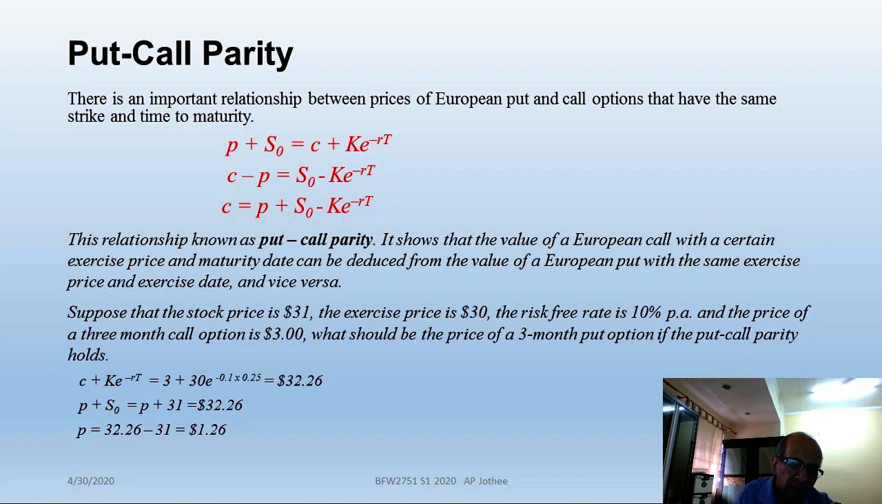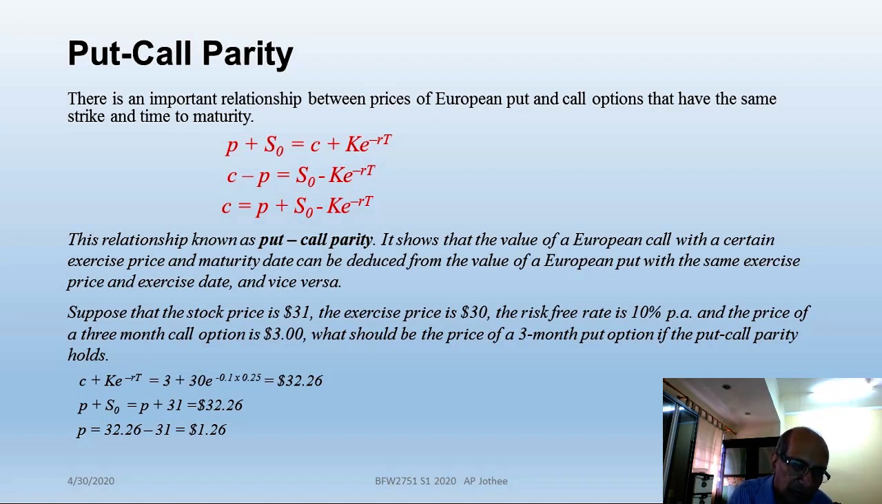This relationship is known as put-call parity. It shows that the value of a European call with a certain exercise price and maturity date can be deduced from the value of a European put with the same exercise price and exercise date, and vice versa. But the condition must be that they have the same maturity and same strike price. If I give you the value of the put option, then you can calculate the value of the call option without going into any other model like the Black-Scholes model or the binomial models. So it can be a straight shortcut here.